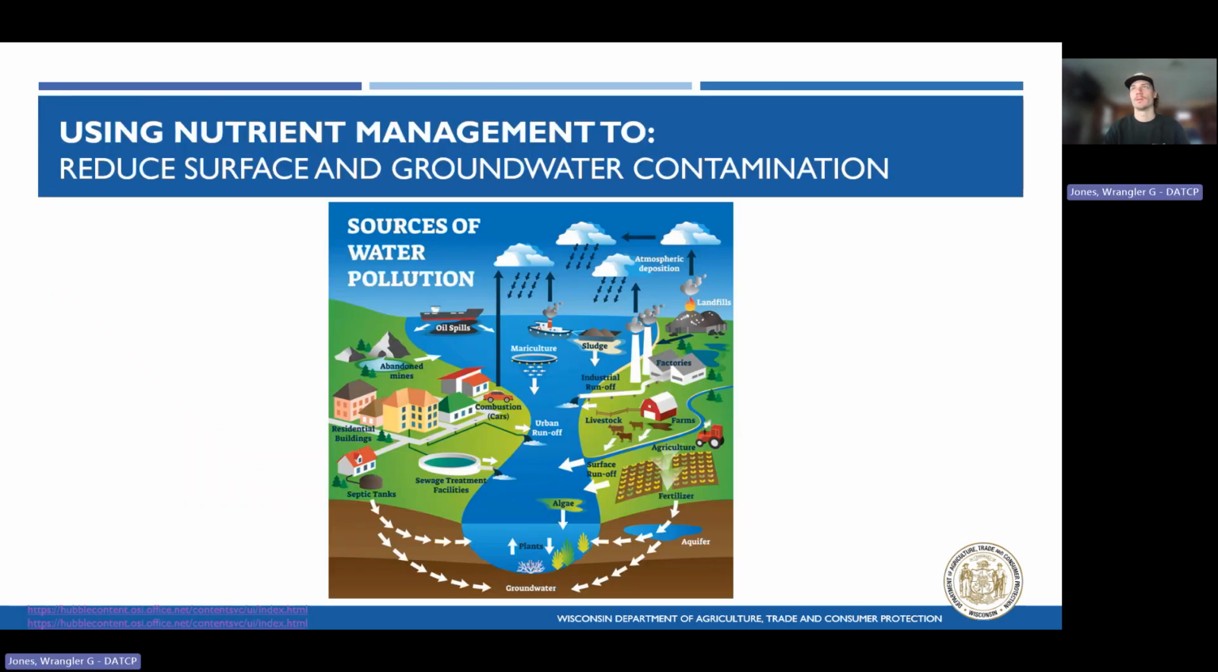We can also reduce surface and groundwater contamination with the nutrient management plan. As we can see in this diagram, there's so many ways that pollution or these other chemicals or nutrients can make their way into our local bodies of water. And farming is just a small part of that, but what can we do as farmers or nutrient management writers to help reduce the amount of nutrients and inputs getting off the field and going into our resources like that.